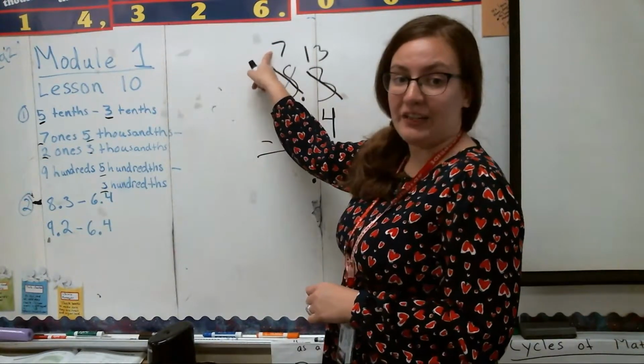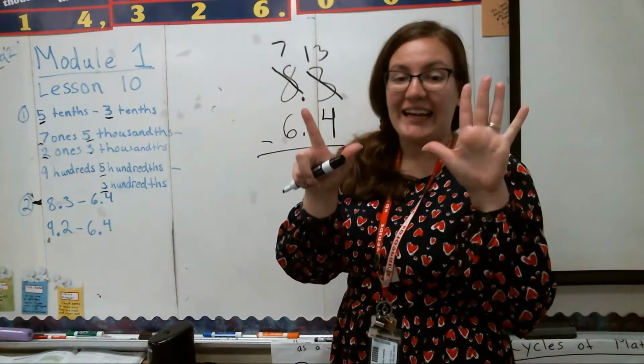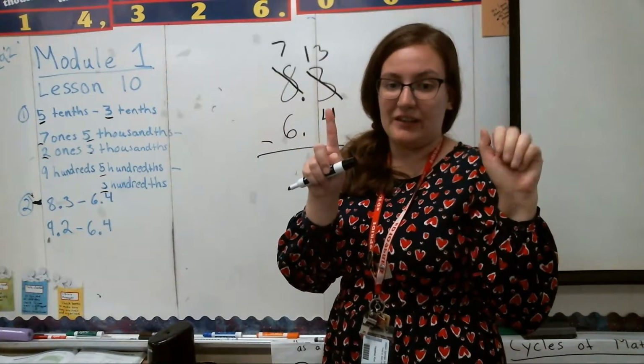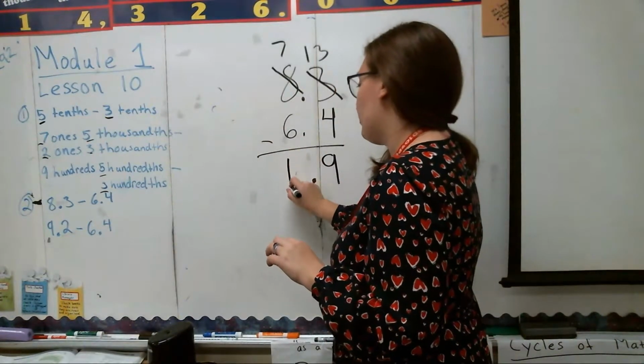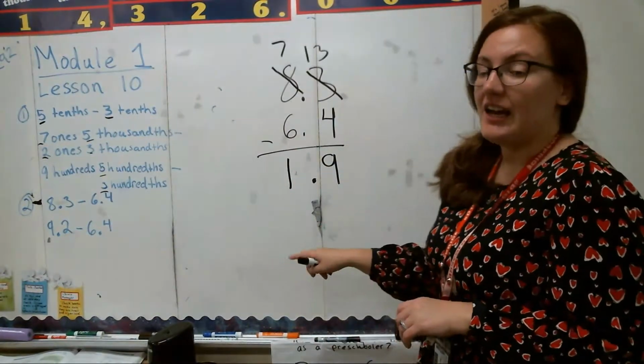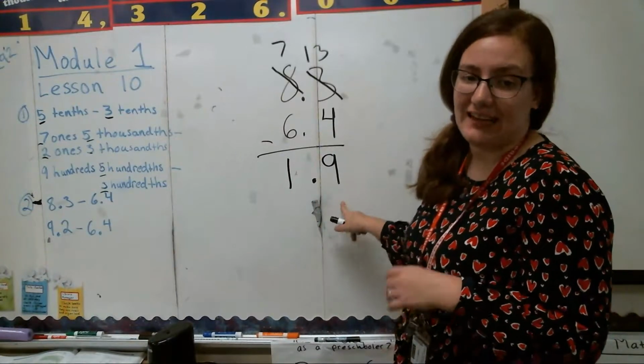So now we're just doing 7 minus 6. And if I have 7, I can take away 6, and that just leaves me with 1. So I take 7 minus 6, which leaves me with 1, and my final answer is 1 and 9 tenths.